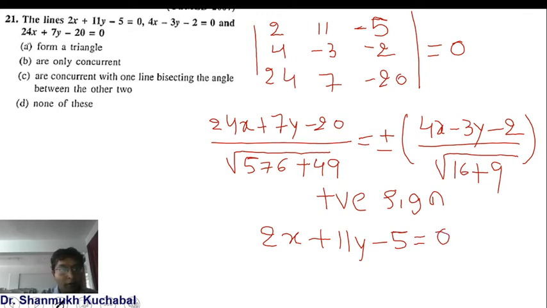So what we observe is the lines are concurrent with one line bisecting the angle between the other two. So like this we will get it. So clearly option C is the right answer. C is the right answer. Okay, we will move to our next example.